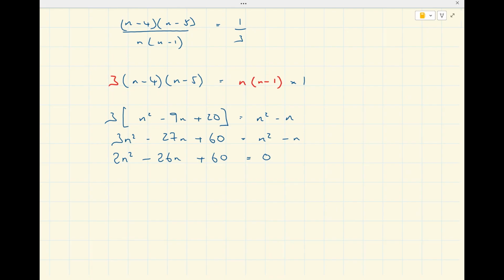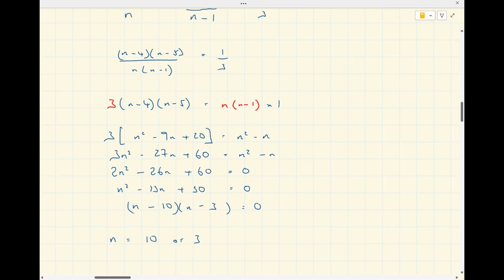I can either use the formula, or I can look to factorize. Well, the first thing I'm going to do is divide left and right by 2. And now I'm thinking that I'll probably be able to factorize this. n and n multiply to positive, but add to a negative. Look at that, it's 10 and 3, isn't it? So my solution here is that either n is 10 or 3.